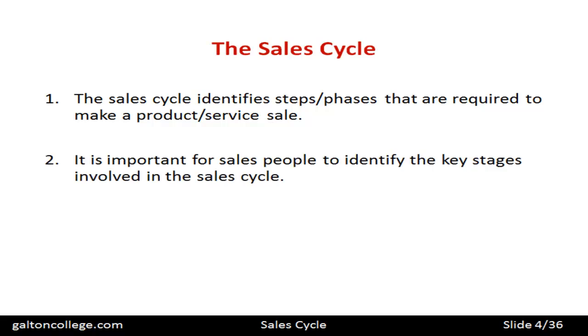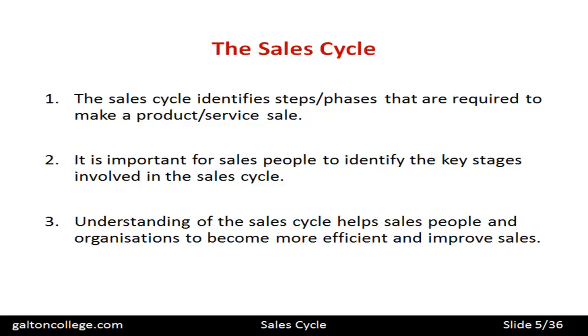It's important for salespeople to identify the key stages involved in the sales cycle, because if they can identify where the customer has got to in the cycle, then they can intervene and offer support and help at key stages where the customer may in fact change his or her mind. So the sales staff may intervene and lead the customer on to the next step and into the final phase, which is the purchase phase.